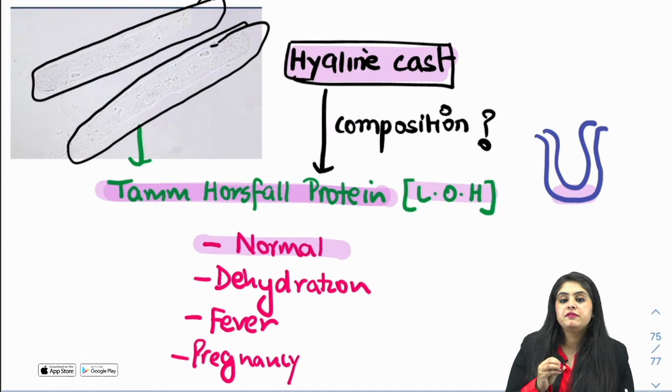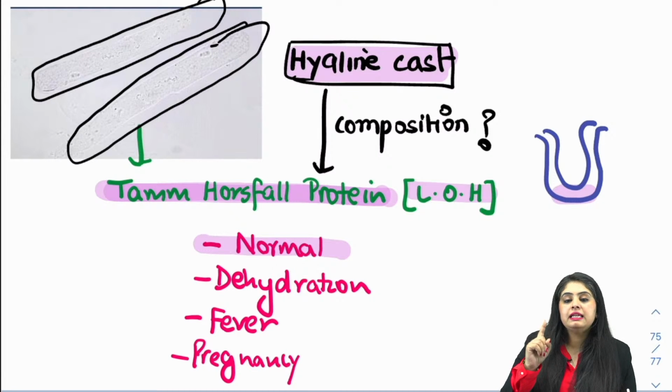So for example, if you ever send me a report saying, ma'am, the patient is showing one hyaline cast in the urine, I'll say ignore it, because it's a normal finding. Hyaline cast, if you find 1 or 2 or 3, it's totally normal. It's nothing to be worried about.